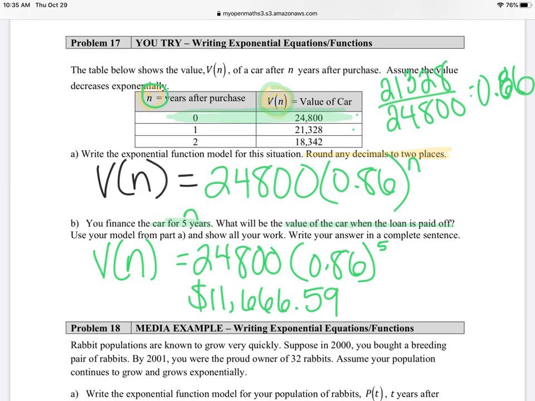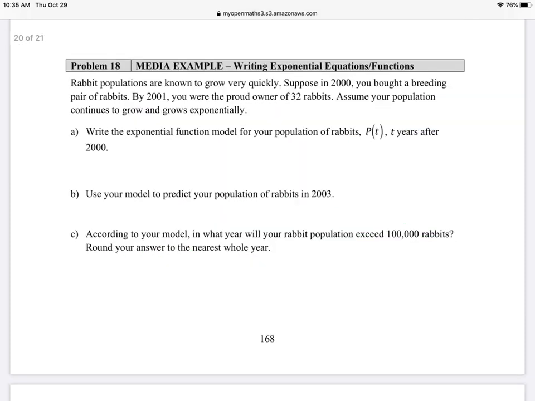All right, let's take a look at number 18. 18 says, rabbit populations are known to grow very quickly. Suppose in 2000 you bought a breeding pair of rabbits. By 2001, you were the proud owner of 32 rabbits. Assume your population continues to grow and grows exponentially. So they first want us to write an exponential function model for the population of rabbits, P of t, t years after 2000. So remember, this is going to be our output. t is years after 2000. That's going to be our input.